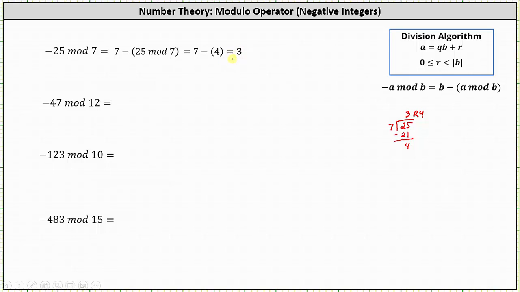To check this, we'll make sure we can form an equation given by the division algorithm where R is equal to 3. And we can. Negative 25 is equal to negative 4 times 7 plus 3, verifying our work is correct. Notice the remainder R is greater than or equal to 0 and less than 7. Next, we have negative 47 mod 12. Using the formula, this is equal to 12 minus 47 mod 12. Next, we determine 47 mod 12, which is equal to the remainder when 47 is divided by 12.